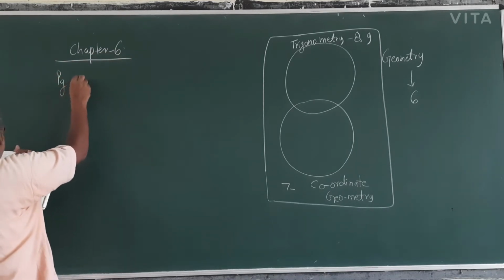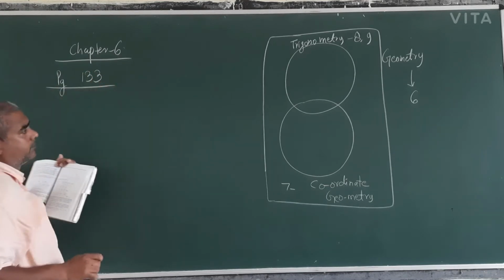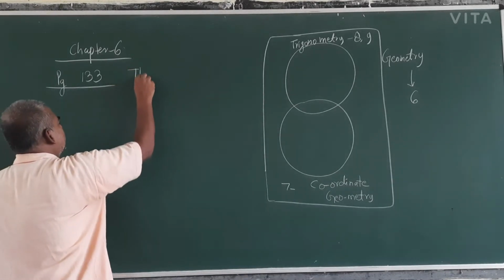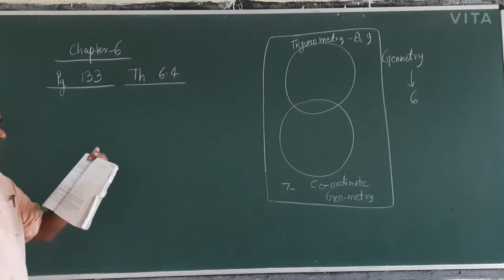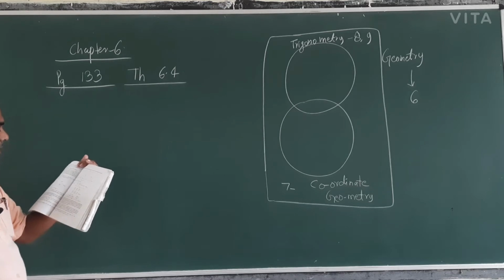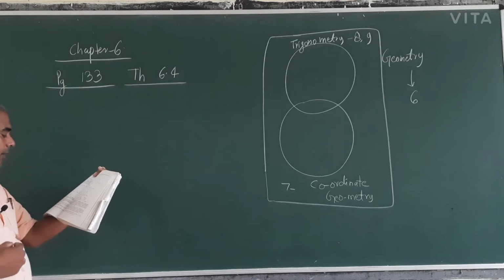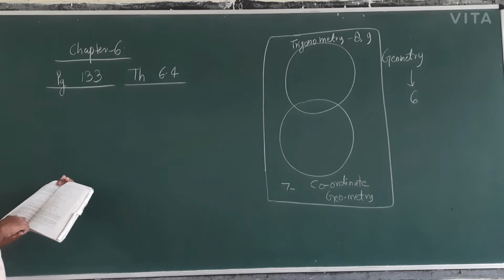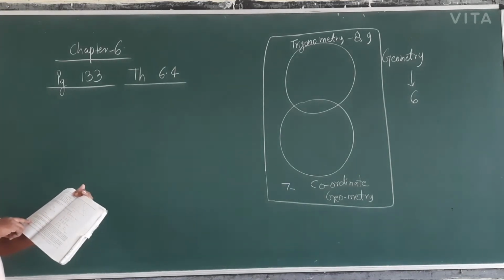page number 133, what is written? Theorem 6.4. What does it say? If in two triangles, sides of one triangle are proportional to the sides of other triangles, then their corresponding angles are equal, and hence the two triangles are similar.